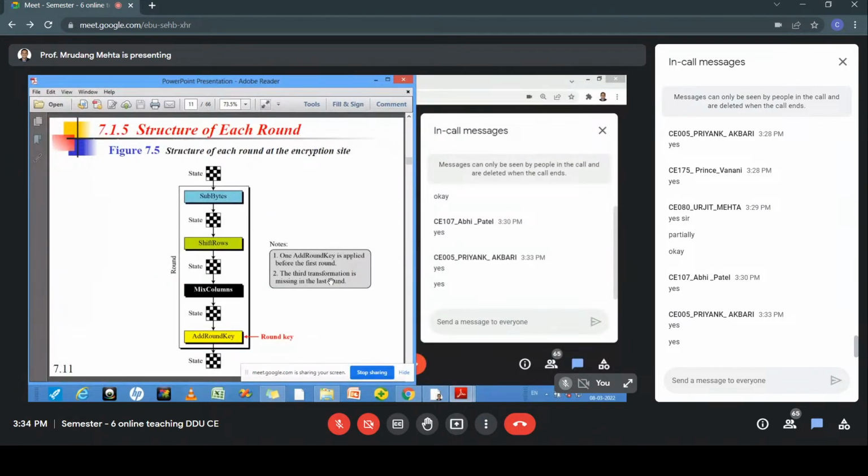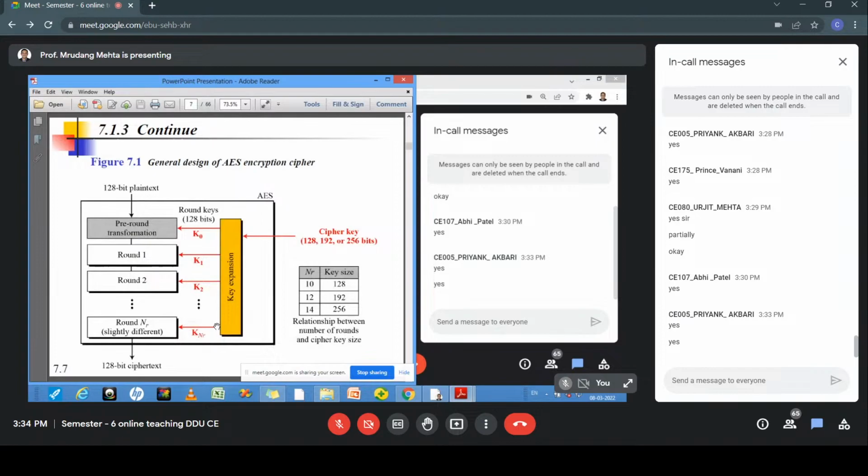The basic process involves sub-byte. Each round contains sub-byte, that is substitute byte, and shift rows. These two operations you have to remember. We used to perform substitute byte, and for that we used Galois field concepts for finding the substitute byte. And then shift rows, then mix column, and add round key. So this was the basic process in each round.